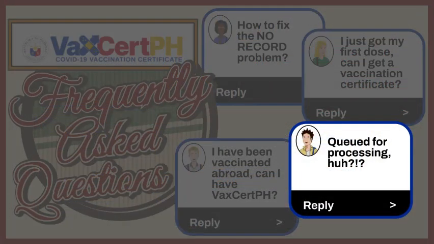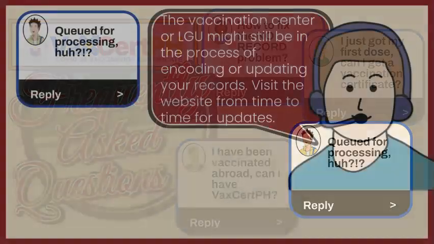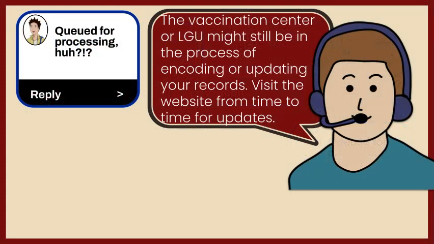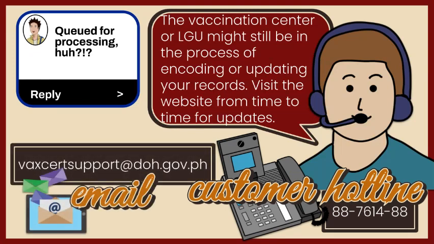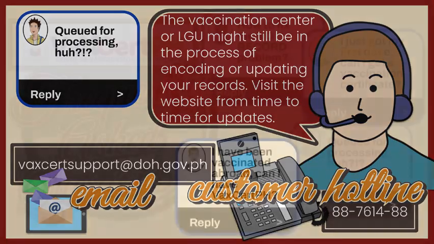There are instances when you search for your record, what you see is a message that your vaccination certificate is queued for processing. The answer to this question can't be found in the FAQs page of the VaxCertPH website. I inquired from the contact center. According to the agent, it means the vaccination center, or LGU, might still be in the process of encoding or updating the records. It was advised to check the website from time to time for updates.